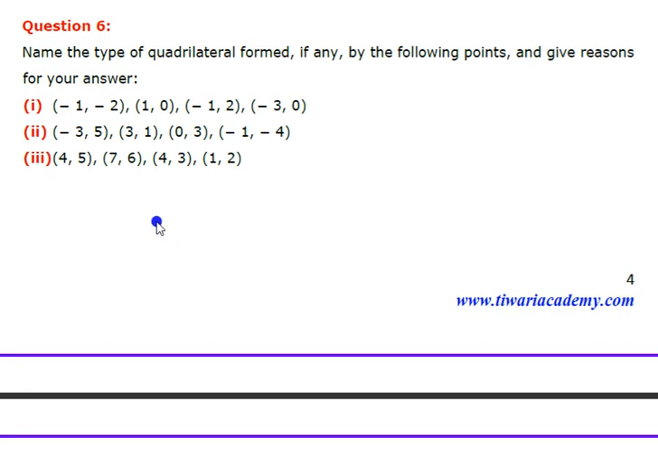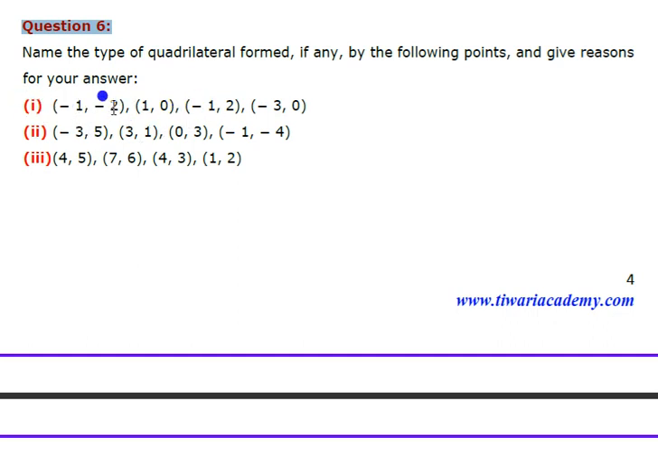In the last class I explained up to question number 5 of exercise 7.1, and today I am going to start from question number 6. See what is given in question number 6: four points are given, and it asks us to comment on the type of quadrilateral these form. Okay, so let's start the question.